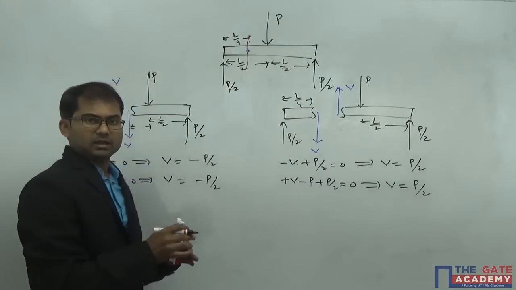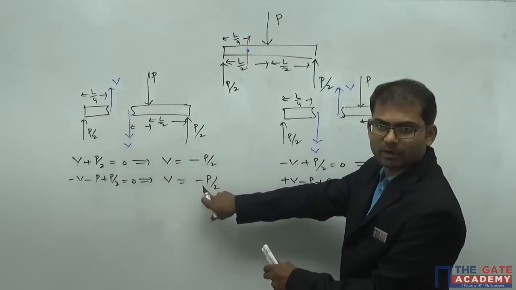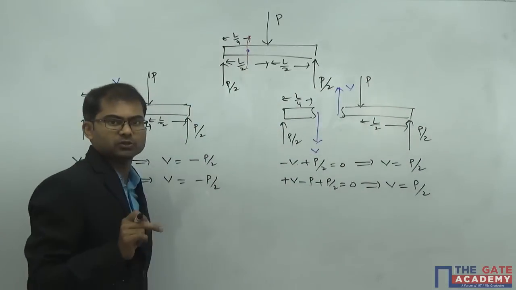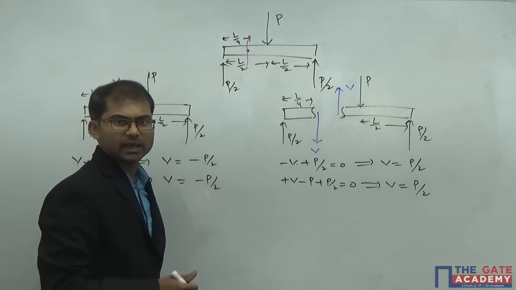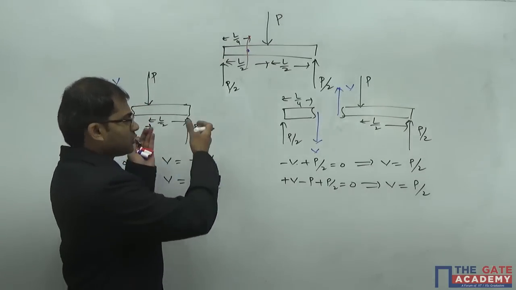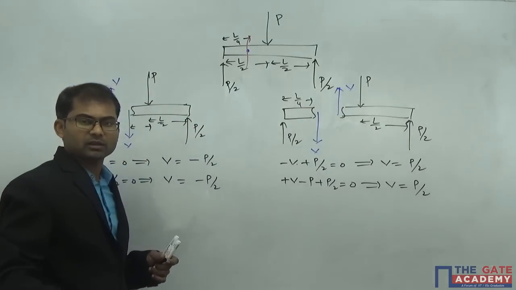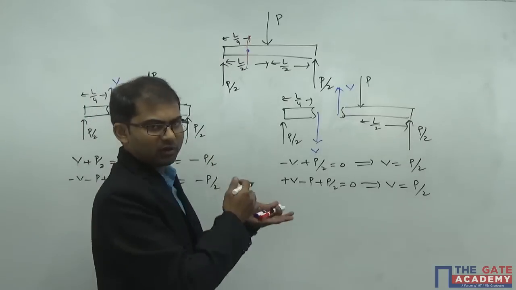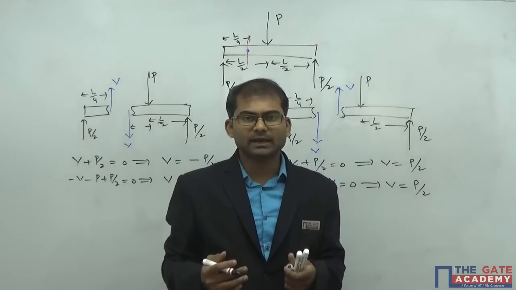So we see that if you are going with this arrangement, we will get V is equal to minus P by 2. But if you are going with this arrangement, we'll see V is coming as P by 2. So there is no strictness regarding the sign. Whenever a question is given, you can either go by this arrangement of the shear force V or you can go with this arrangement also. If you are going with any one of them, you'll be getting only one sign. So there is no strictness regarding the sign here.